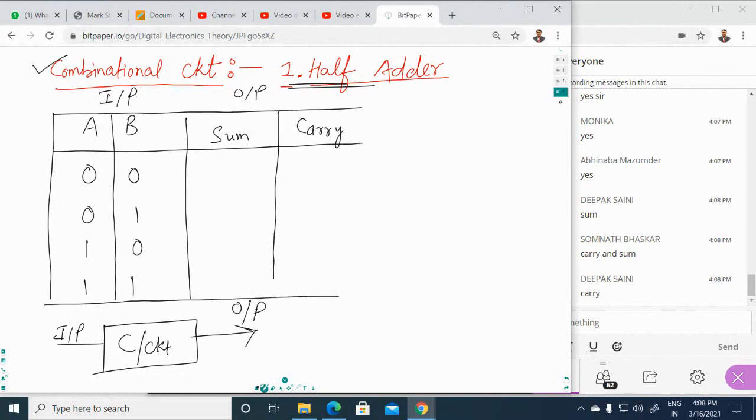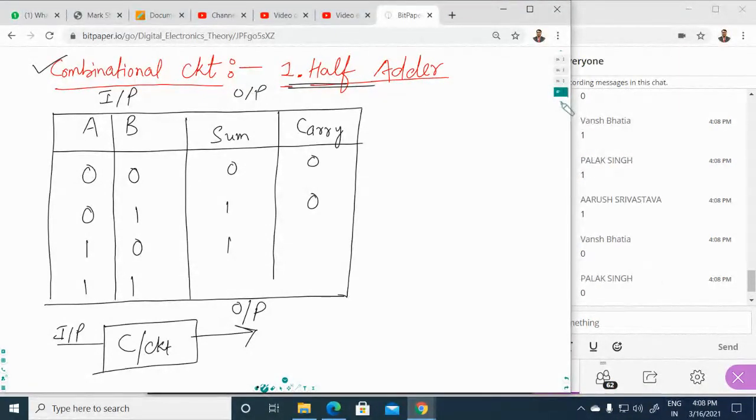Okay. If you want to perform the addition of these two inputs, how will you get it? Quickly give your response. 0 plus 0: sum is 0, carry is 0. 0 plus 1: sum is 1, carry is 0. 1 plus 0: sum is 1, carry is 0. 1 plus 1: sum is 0, and carry is 1.